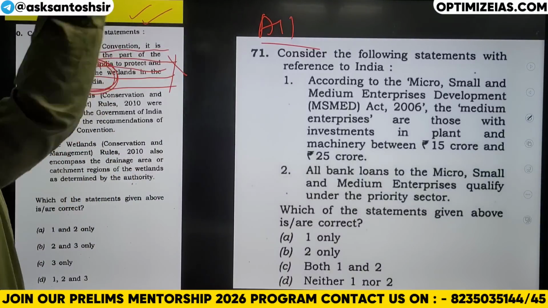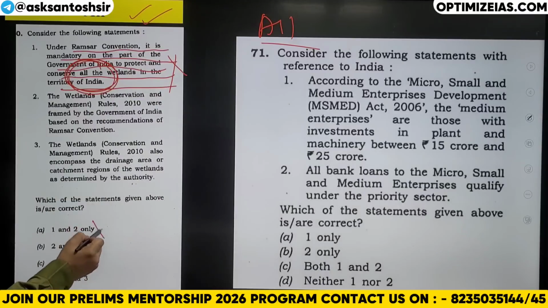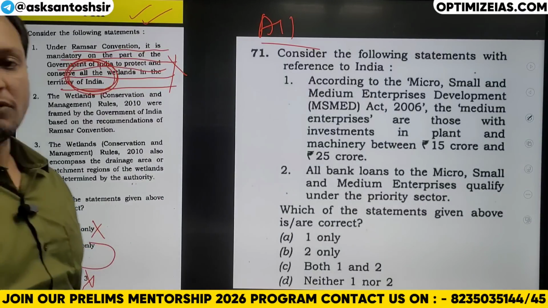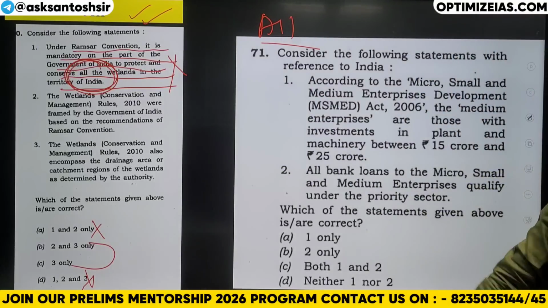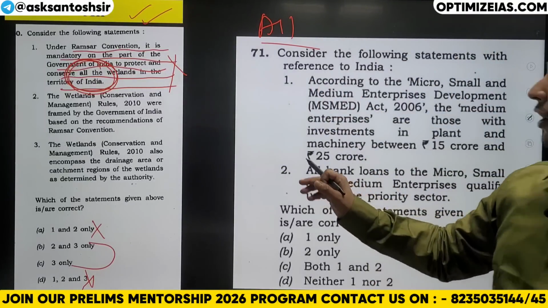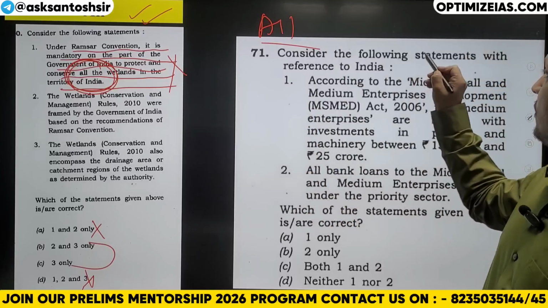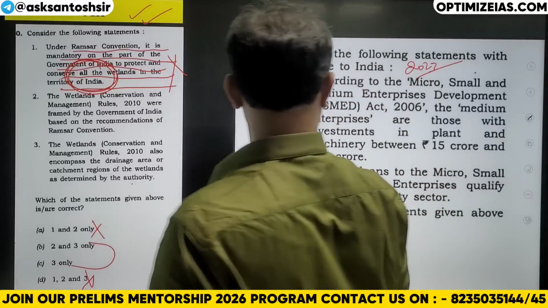Forest, all wetland. Okay, these kinds of stuff. So one option is gone. Again, you are left with only two options. But there is a trap here. In some cases, "all" may be correct. This is a 2023 question. Here, this "all" is correct.